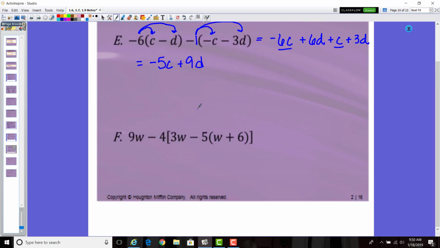Example F involves not only the distributive property, but also our order of operations. We've got grouping symbols here with the brackets, so we know we have to work from the inside out. On the inside, we've got 3w minus 5 times w plus 6. So we have to do the distributive property here. Everything in front stays the same: 9w minus 4 times 3w. Negative 5 times w is negative 5w. Negative 5 times 6 is negative 30.